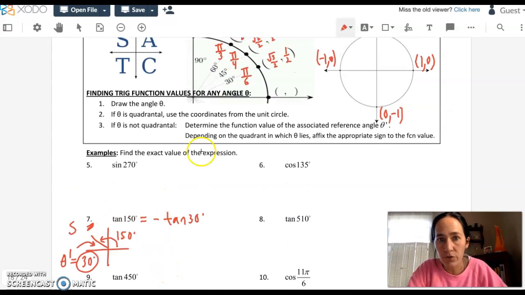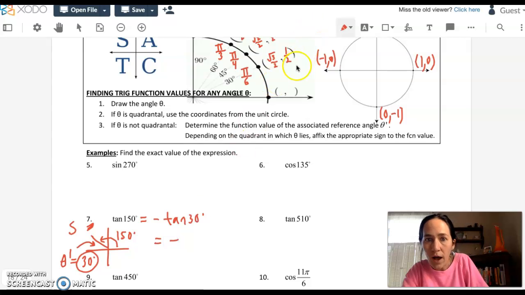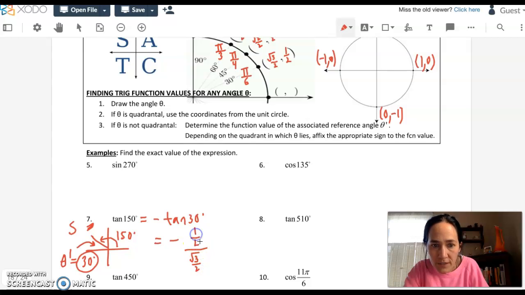Then use your 30 degree coordinates, right? So for 30 degrees, tangent equals the y over the x. So the y is 1/2. And the x is square root of 3 over 2. That's what we want to divide. When all's said and done and the 2's cancel, we'll get negative 1 over square root of 3, or rationalize, negative square root of 3 over 3.